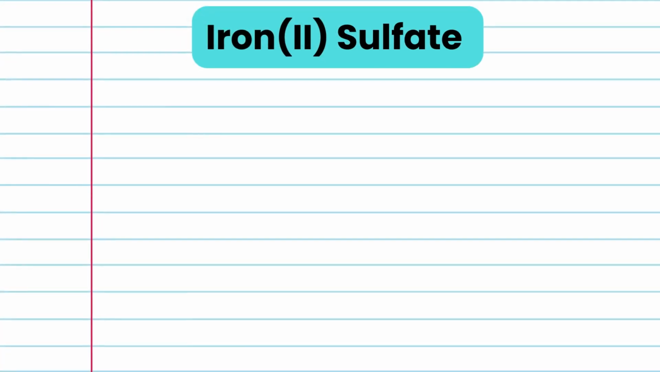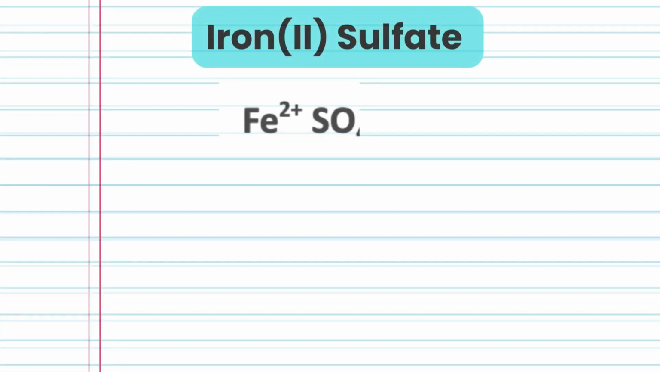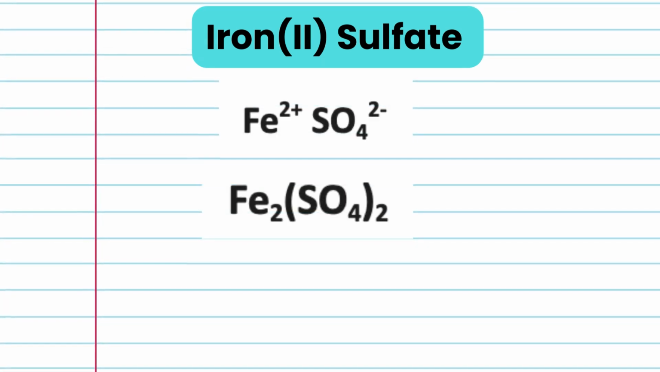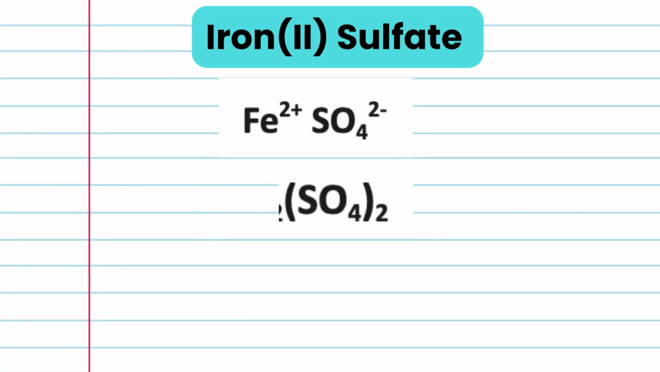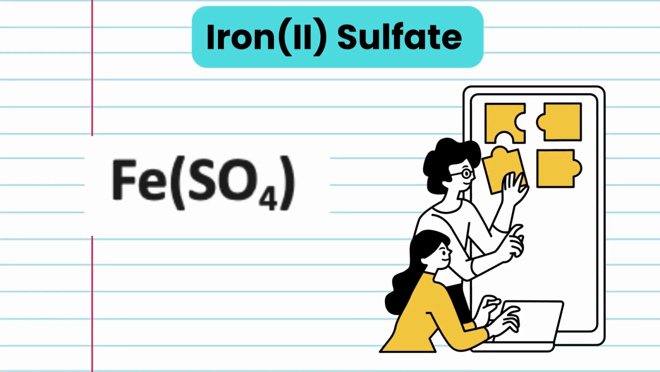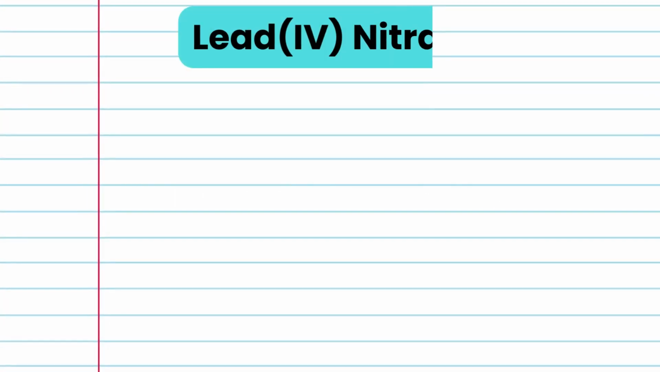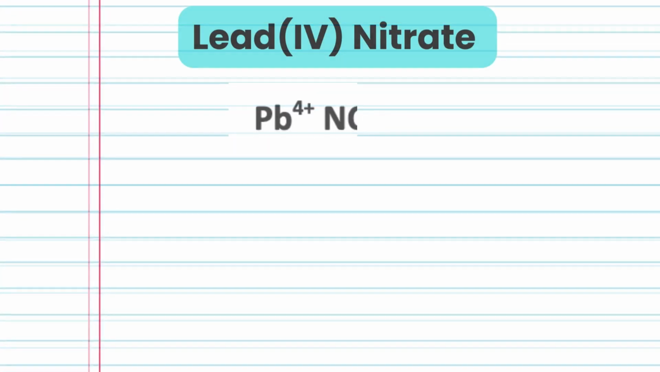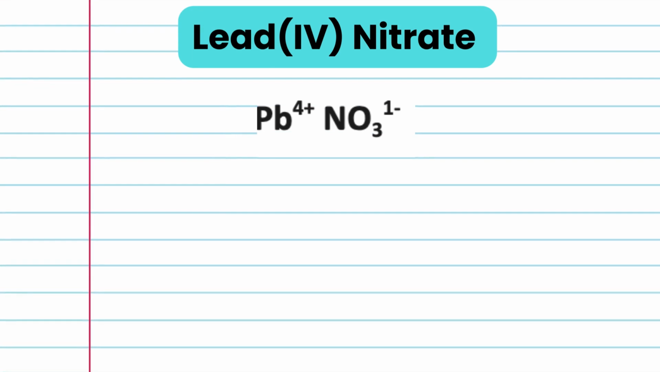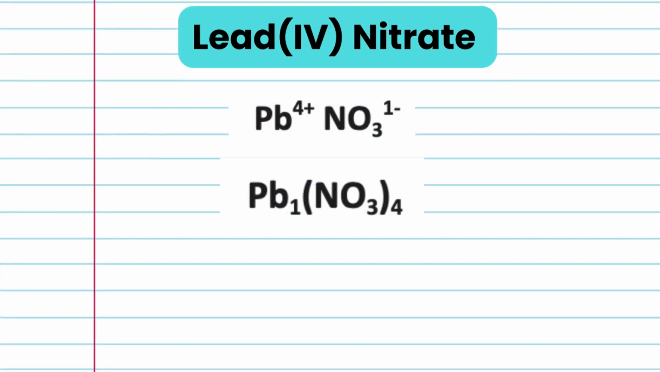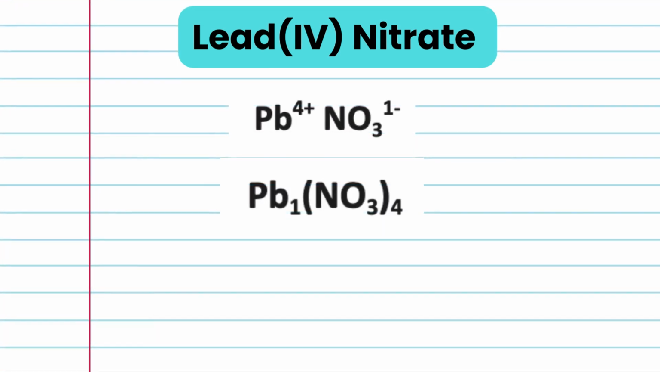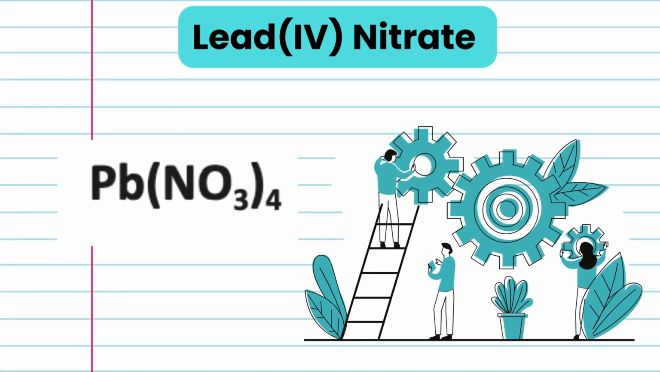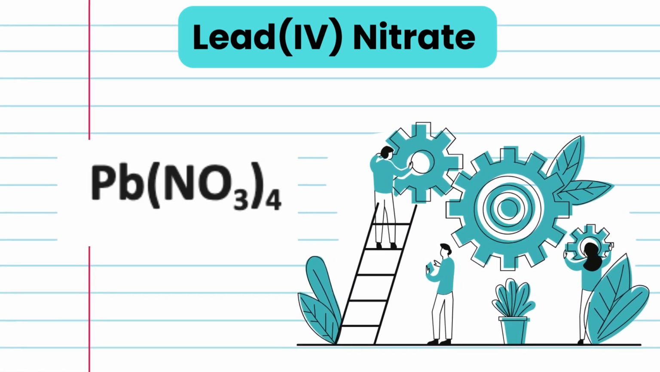Question 3. Iron 2 sulfate. Iron is 2 plus, sulfate is 2 minus. Criss cross, Fe2(SO4)2. Lowest possible ratio would be FeSO4. Question 4. Lead 4 nitrate. Pb is 4 plus, NO3 is 1 minus. We'll do criss cross and we get Pb1, NO3 4. So the final formula is Pb, NO3 in parentheses, subscript 4.